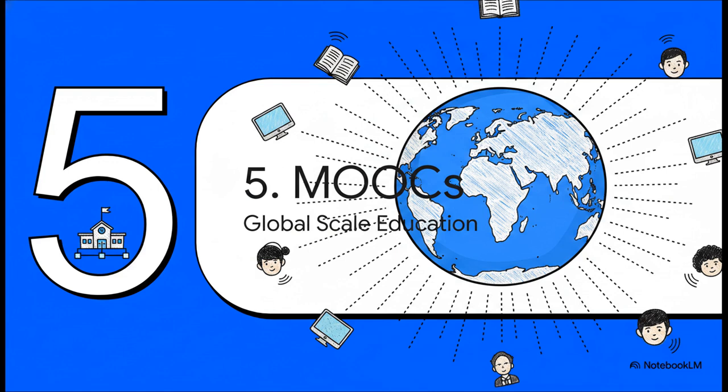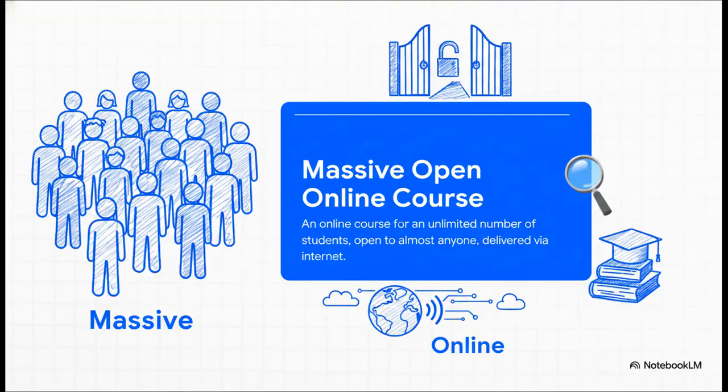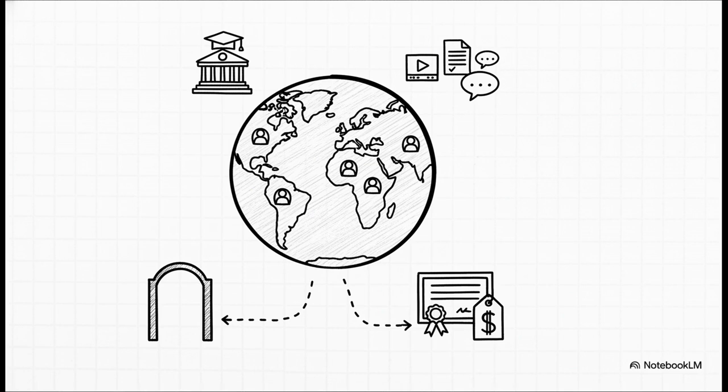All right, so we've gone from the closed, private network of a single school. Now let's zoom all the way out and look at the entire globe with our final type of TEL. Honestly, the name tells you everything you need to know. It's massive because you can have thousands, even hundreds of thousands of students in one course. It's open because pretty much anyone can join, no special qualifications needed. It's online because, well, it's all delivered over the internet. And it's a course because it's a structured program about a specific topic. We are talking about education on a truly global scale here.